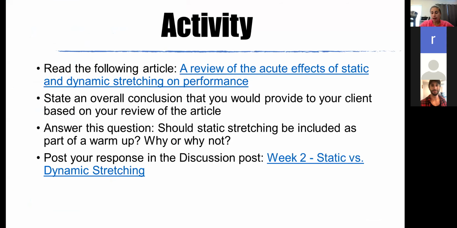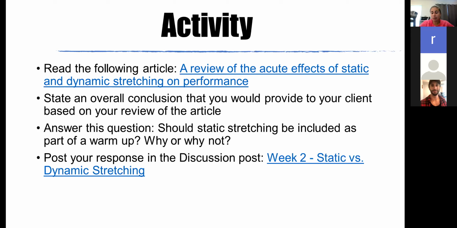So that's now going to shift our focus into the question that I brought up before. Can we do static stretching in a warm-up? Are we allowed? Is it going to hurt us, right? And that's something you might have thought about before. So the article is posted for you on DC Connect, and I do want you to read the article. This is definitely a good one to read, and it's, again, another review of all the literature, but looking at the acute effects of static and dynamic stretching on performance.